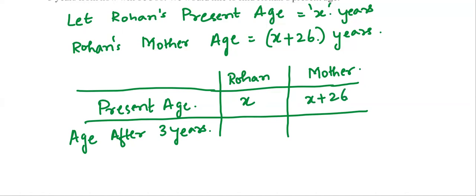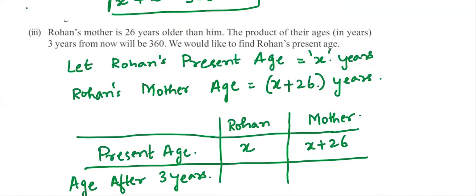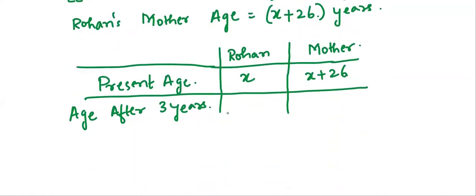Now, what will be the age after 3 years? The product of their ages 3 years from now is given, so we have to find the age after 3 years. After 3 years, Rohan's age will be increased by 3 from the current age, so that will be x plus 3 years. Similarly, for the mother, after 3 years it will be x plus 26 plus 3. When you solve, this will be x plus 29.